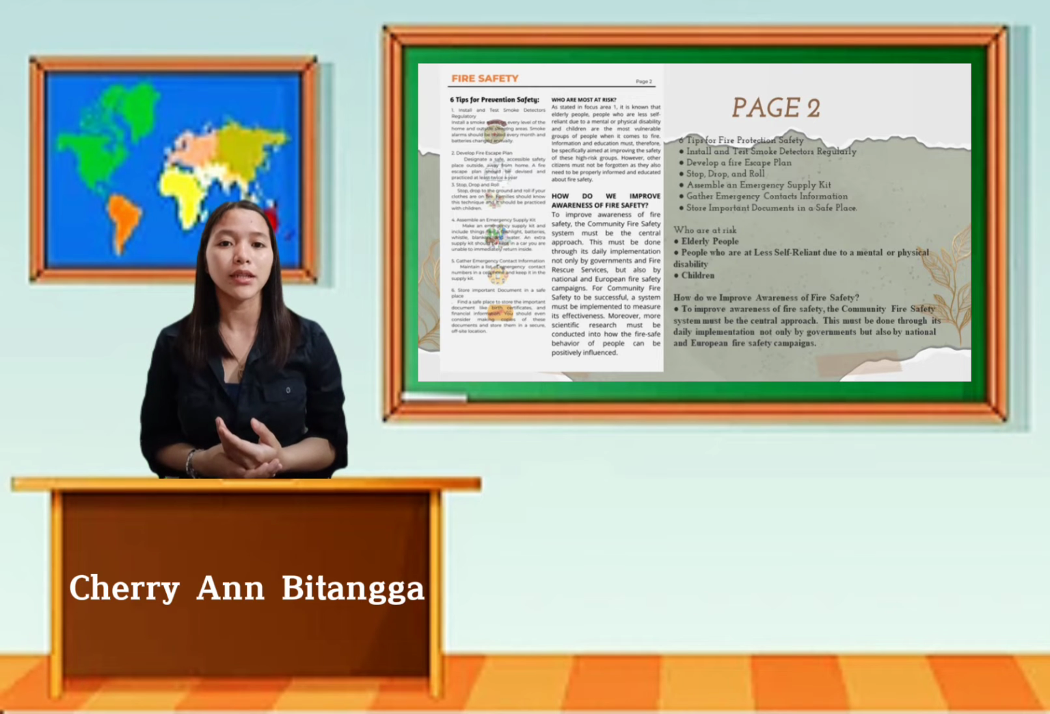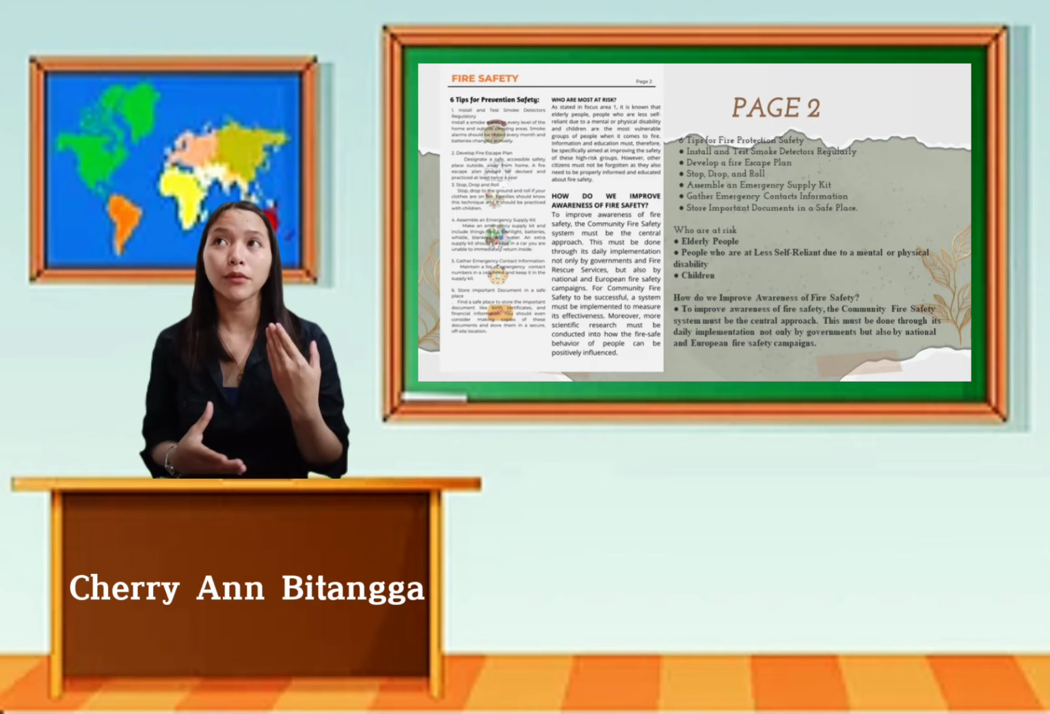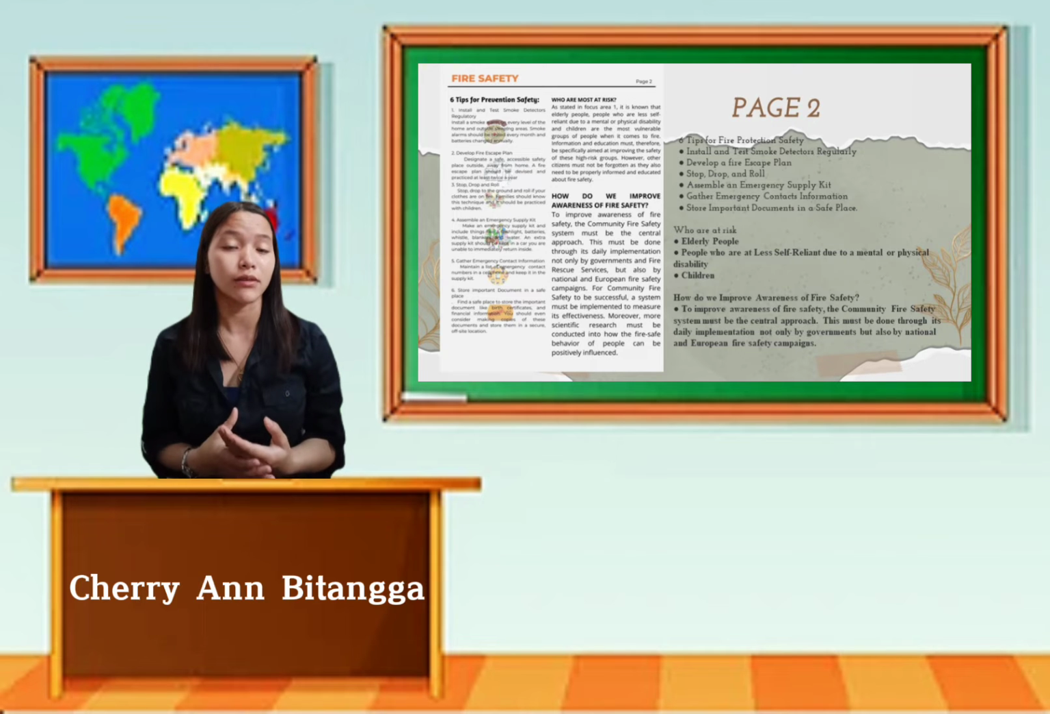The fifth one is gather emergency contact information. Maintain a list of emergency contact numbers and cell phones and keep it in the supply kit. An emergency can occur at any time. As a result, having the appropriate information for each member to secure their safety in a disaster is important. Contact information allows us to contact them ahead of time if we are in danger. So don't wait until it's too late.